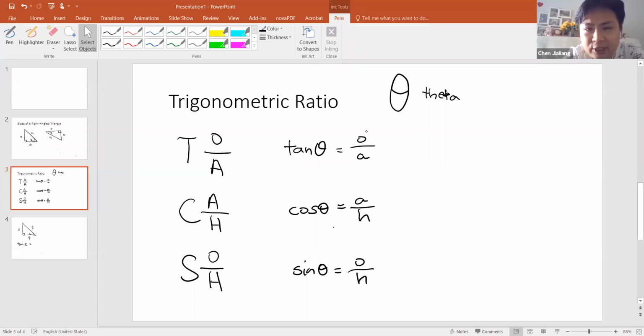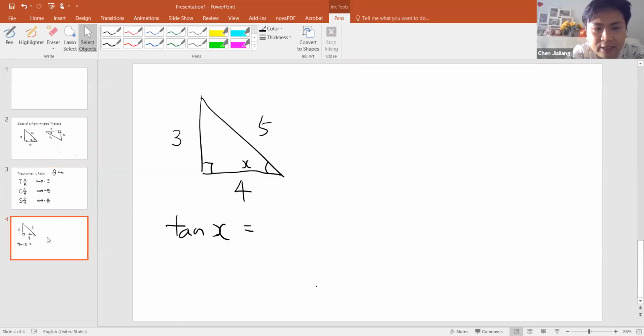Is it the opposite over the adjacent? Correct. Good question. So opposite over adjacent. Tangent x is opposite over adjacent. So we will write down the formula. After this, we will need to label the triangle. If you look at this triangle, we always label the hypotenuse first. Which one is the hypotenuse? 3, 4, or 5? 5. 5 is the hypotenuse, so you can label it as the hypotenuse.